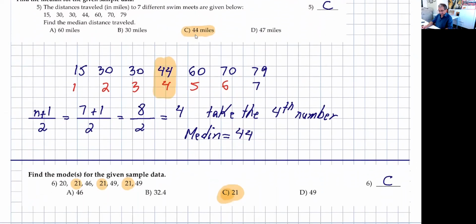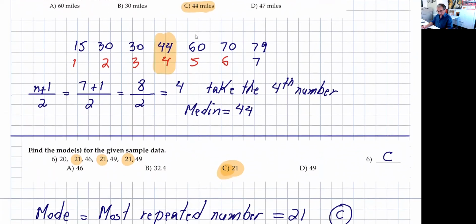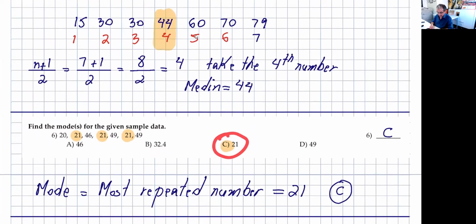Number 6, find the mode. Mode is the most repeated number. That's pretty straightforward. So the most repeated number is 21 in this data. And I highlighted them here.